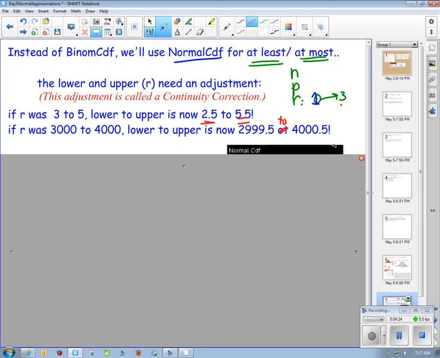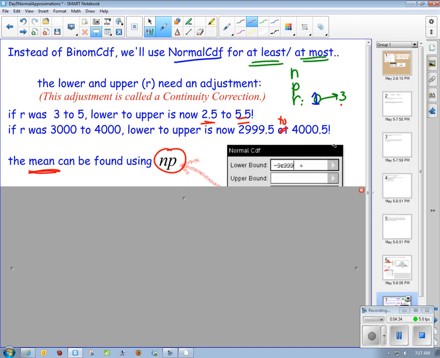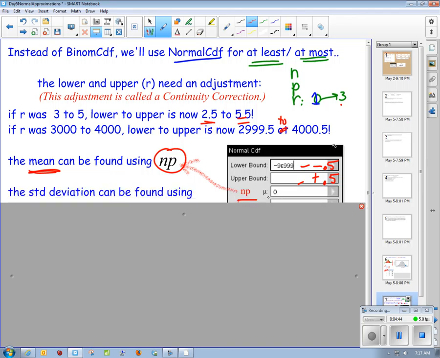A couple of other considerations. We know what n and p are, but we're going to have to multiply them together to find the mean. You can see right there on your calculator screen when you pull up a normal CDF: lower bound and upper bound, where we're going to subtract 0.5 from the number we had, and add 0.5 to the number we had. The mean, and you're going to see this designation in your calculator, is a Greek letter, mu. The mean comes first. The mean is just whatever np is.